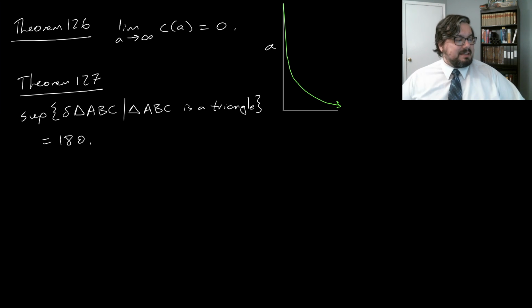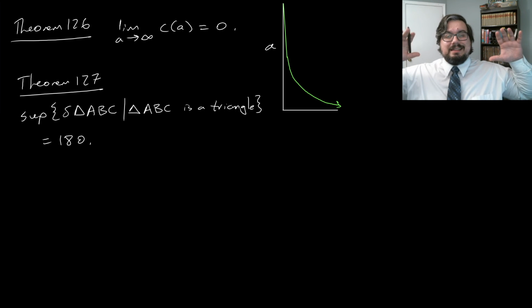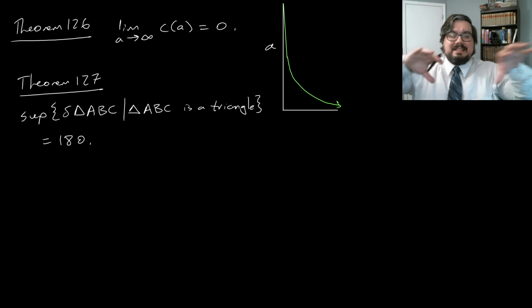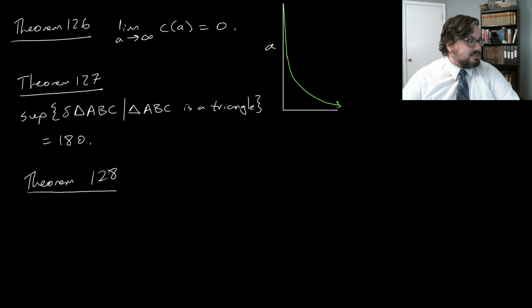All right, the last thing that I want to mention is that we can actually use defect in order to define a kind of area function. And this was hopefully suggested by some of the things that we were doing earlier, where the defect of a triangle is the sum of the defects making it up. Theorem 128 makes this reasonable.